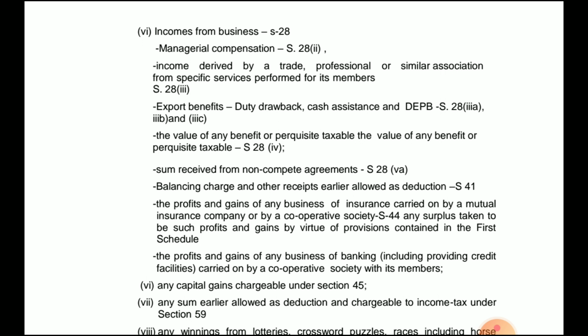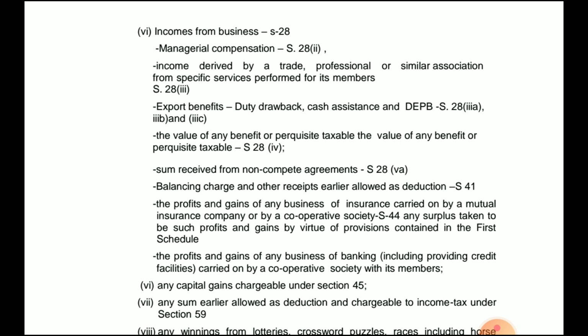Then export benefits, duty drawbacks, cash assistance, right? Those all things are also income. If you are doing any export assistance and you are getting income out of it, it is also treated as income as per income tax. Duty drawbacks, right? If you are getting any duties, or if you are charging some amount of money, even if you are taking any cash assistance, you are assisting someone, you are helping someone, right? Then after helping that particular person, some fees has been charged, cash assistance we can call that. Cash assistance is also a kind of income which you have to treat.